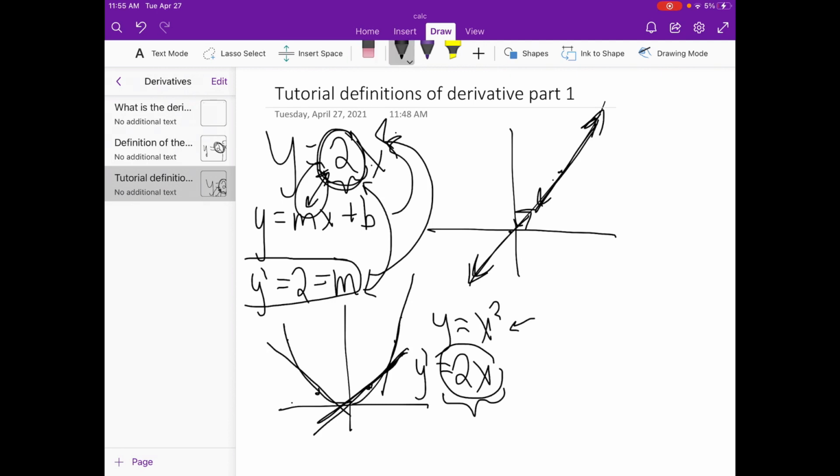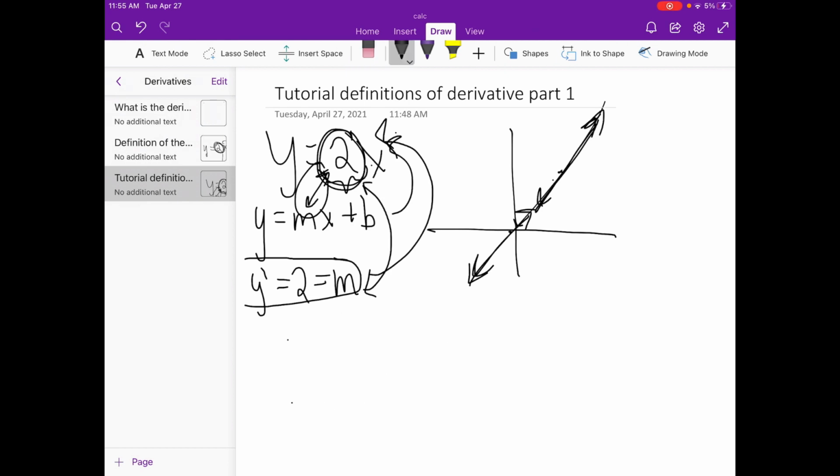The slopes of the tangent lines aren't constant. They're not the same at different points on the graph. Hence, you have this x here, this variable. You plug in a different x value depending on which point you have on the parabola, and you get a different slope for the tangent line.